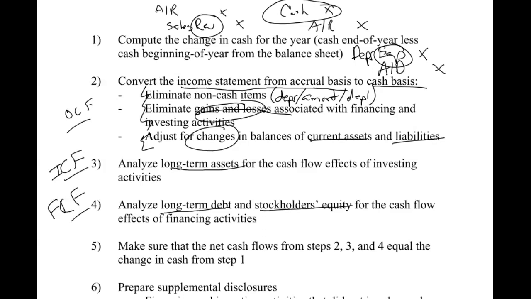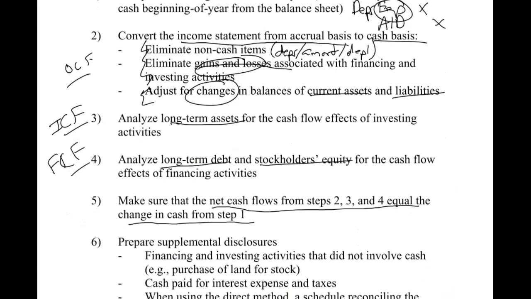All right, now notice what it says here in 5. Make sure that the net cash flows from 2, 3, and 4 equal the change in cash from step 1. So that's what I said when we were up there talking about step 1, it's a check figure, and it should be the number you get when you net the operating, investing, and financing sections together. All right. So that's basically how we're going to go about doing a statement of cash flows.